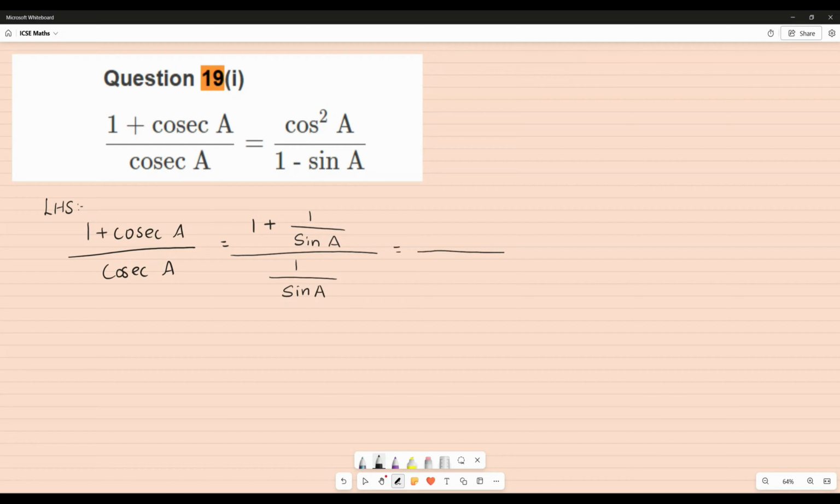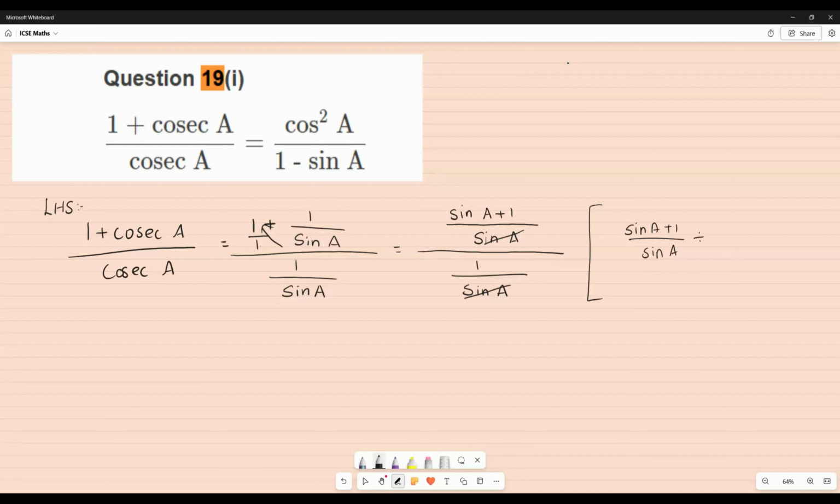If you see the numerator, are the denominators the same? No, it has one sin A, so we have to make the denominators the same. We cross multiply: sin A plus 1 divided by sin A, divided by 1 by sin A. We can directly strike out these both.